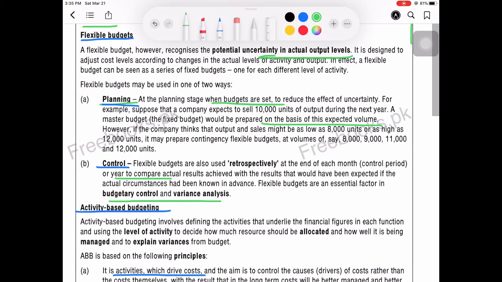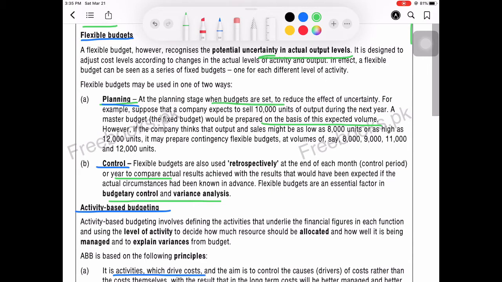flexible budgets are made. Now what happens in this is, for example, you had a normal budget of 10,000 units. That's what is given in the example. But if you anticipate that this year the sales are low because of XYZ reason, or it is high because of some other reason, ABC reasons.